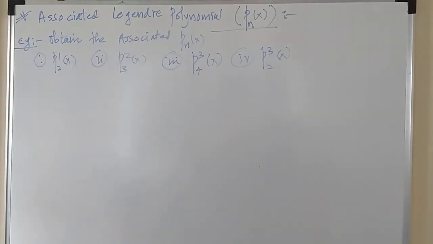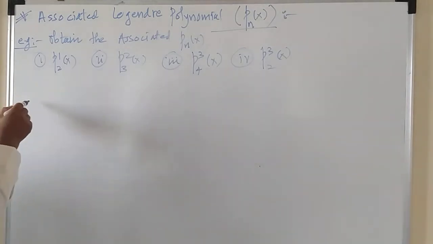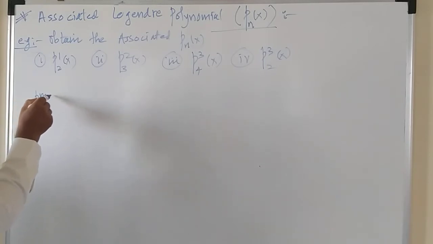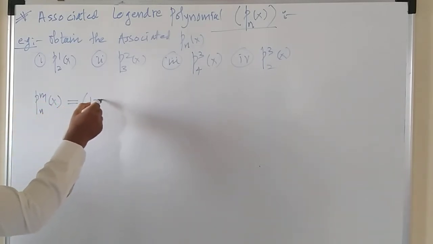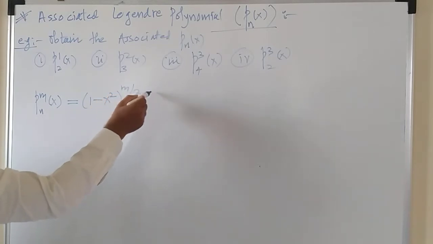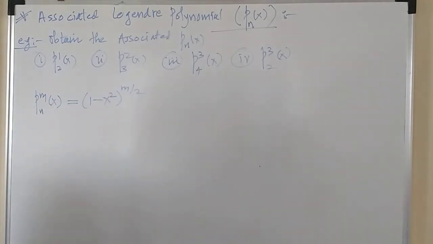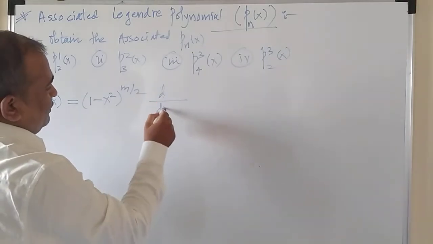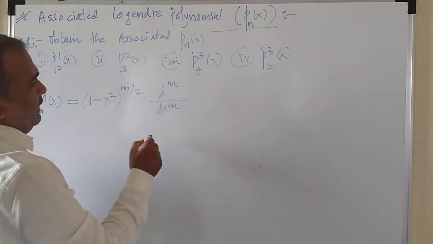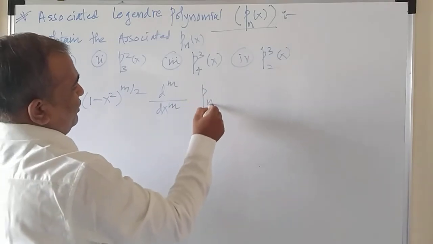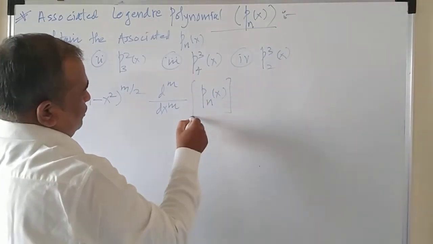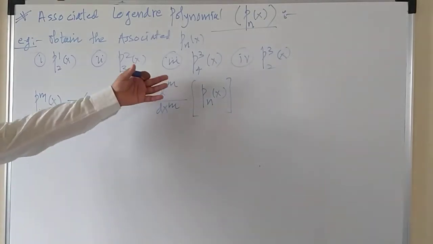So this kind of associated Legendre polynomials, we have to obtain by using the solution for the associated Legendre polynomial differential equation. And what is this equation? Pn m of x is equal to 1 minus x square raised to power m by 2, into the mth derivative of the Legendre polynomial Pn of x. So you must know the polynomials P1, P2, whatever.